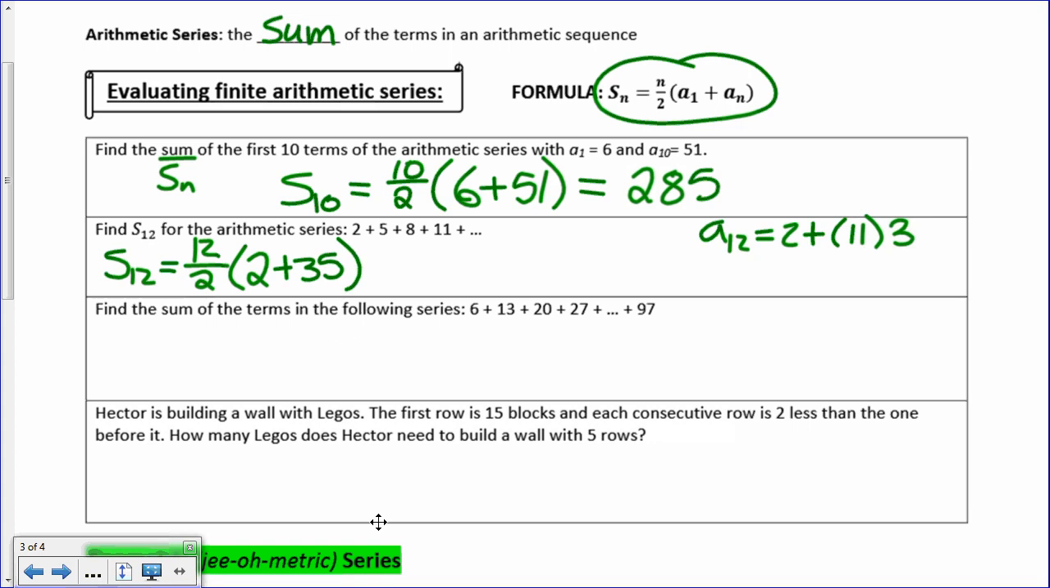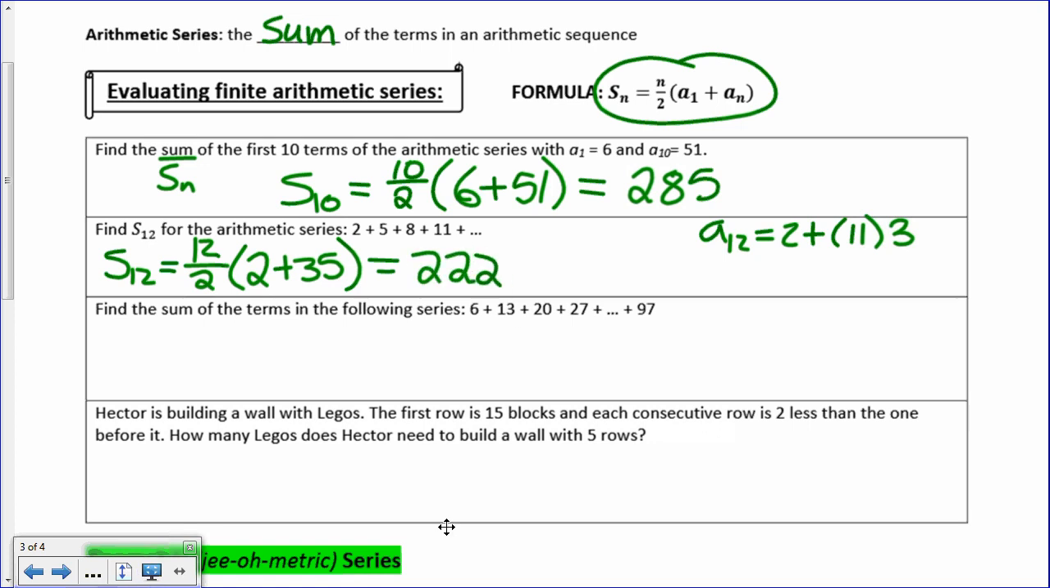So if you guys are missing one of the things, right? If you don't know what A sub 12 is, or A sub 1, or whatever you're looking for, just really quickly go back to the formula we learned last time, figure out that piece and plug it in. So it's going to be 6 times 37. 222.